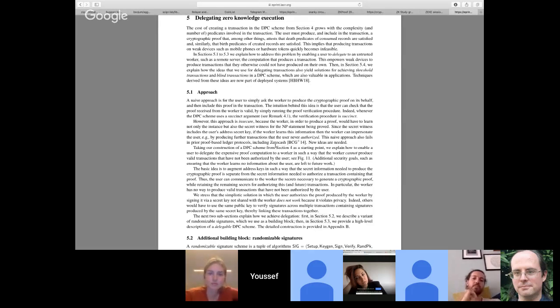So the solution in ZEXE is to sign the transaction. You give the information, the serial number for example, and all the information to the trusted worker to generate the proof, and then he gives you the proof.